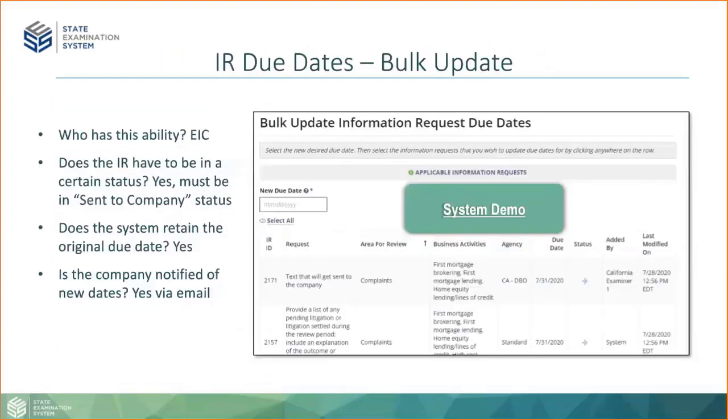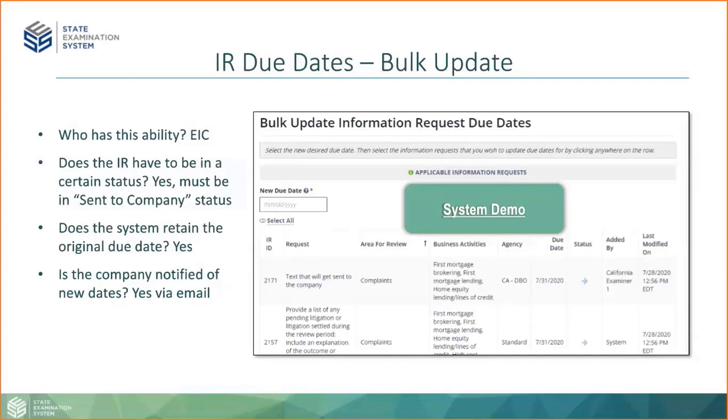The next item quickly is the ability to update due dates for information requests in bulk. And so the EIC on exams has the ability to go in and update dates in bulk. It was important for us to keep the original due date, so that will be referenced. So if you go in and update a due date, the system will display both the original date and the date that you're updating it to, and the company will get notified of the updated due date.